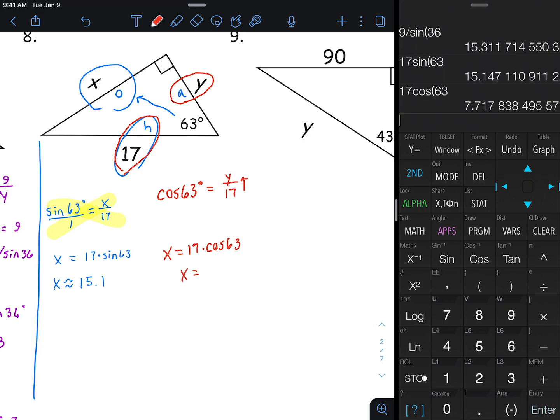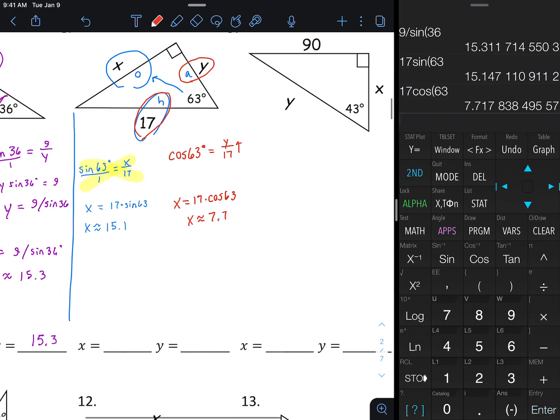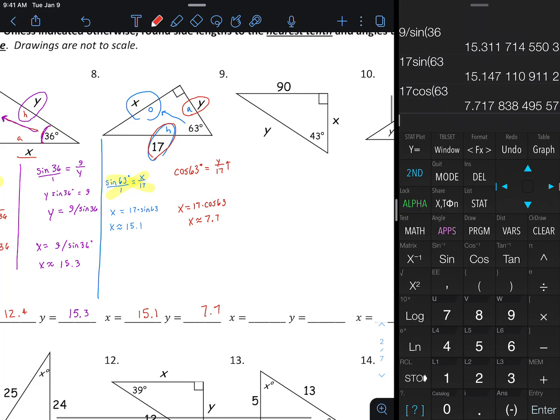y is approximately 7.7. And that does make sense there. 7.7 would be across the smaller of the two acute angles. And then the 15.1, that's your medium side right there. That's across from your larger angle. So that'll be it on that one.